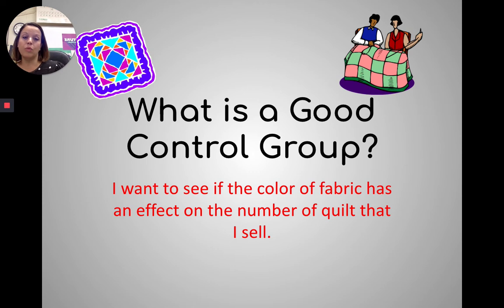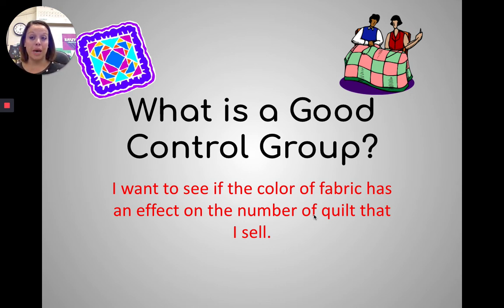Okay, I'm going to do one more example with control group, and then I'm going to show you the worksheet for today. So this one says, I want to see if the color of fabric has an effect on the number of quilts I sell. Okay, this one is a little bit tricky. But I'm going to walk you through how we could find a control group with this.